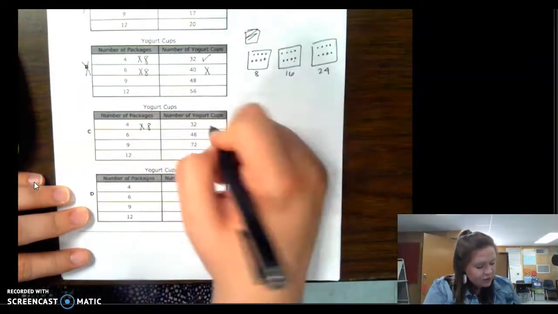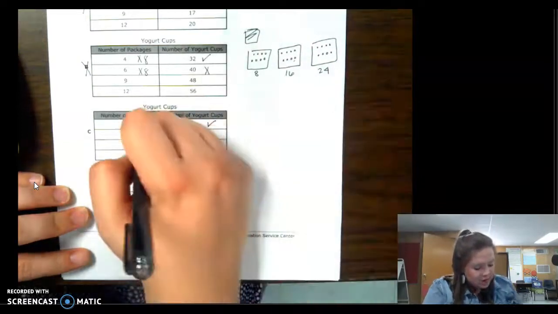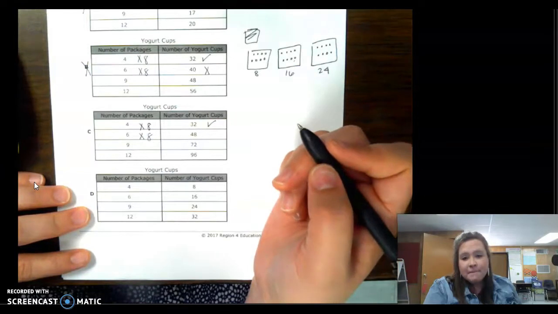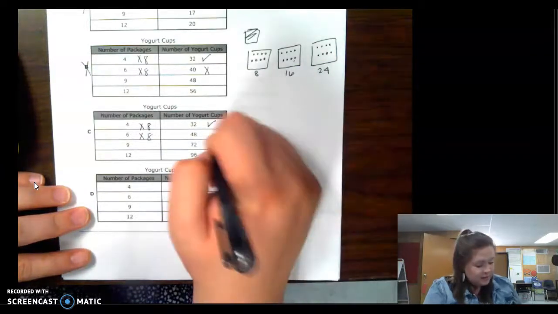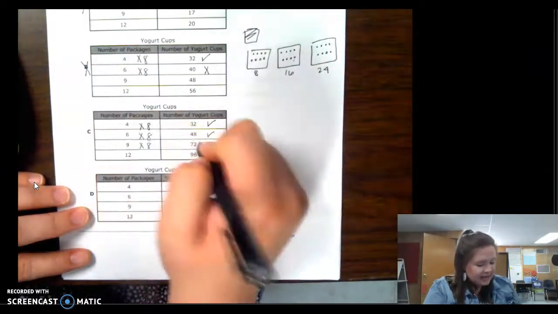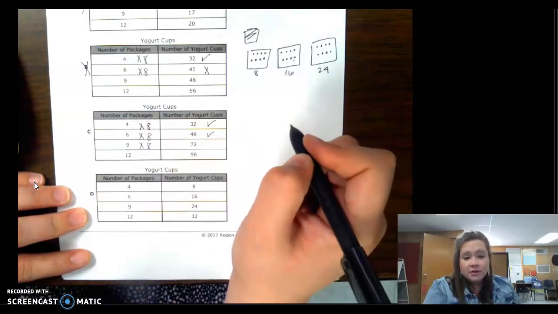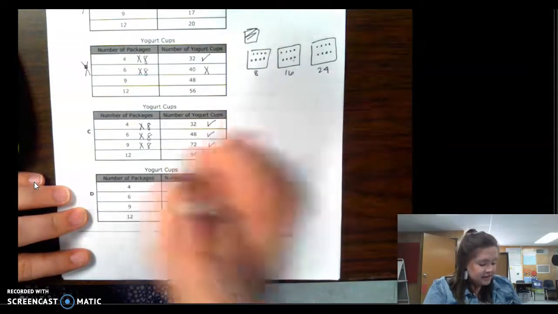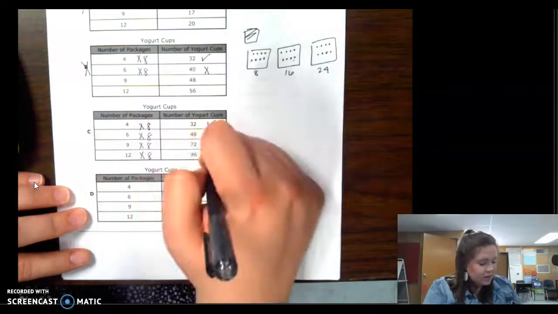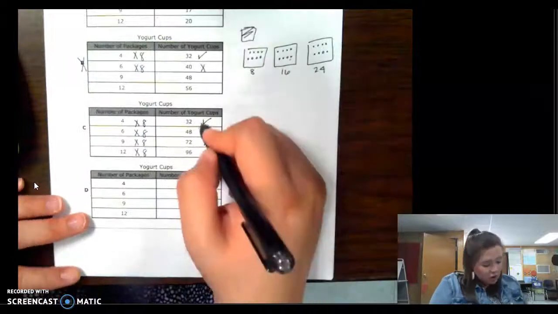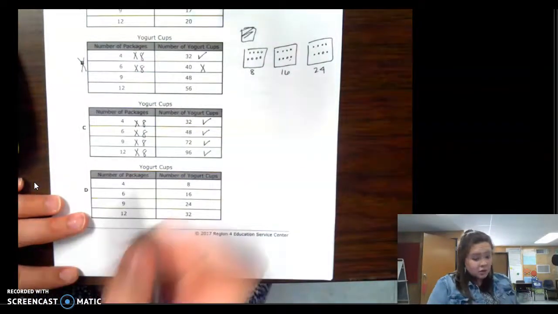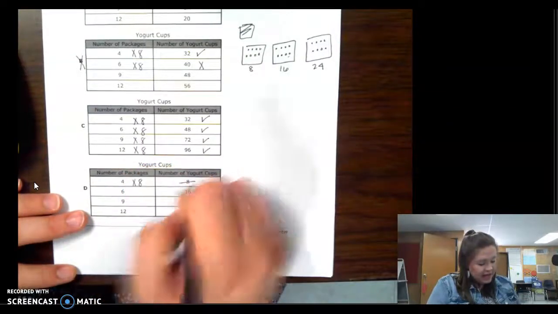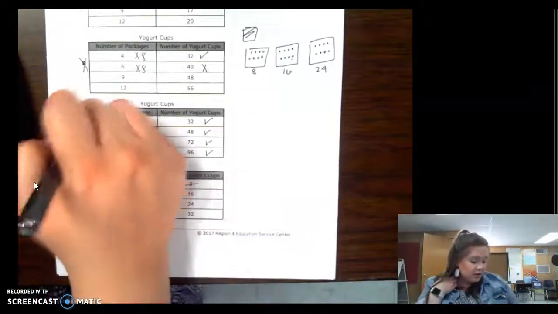We already said that 4 times 8 equals 32 was true. 6 times 8 equals 48. Is that true? Yes, that is. 9 times 8, does that equal 72? Yes, it does. And 12 times 8 does equal 96. Okay, so all of these match what we need. 4 times 8 does not equal 8, so letter D is out. So here the answer is letter C.